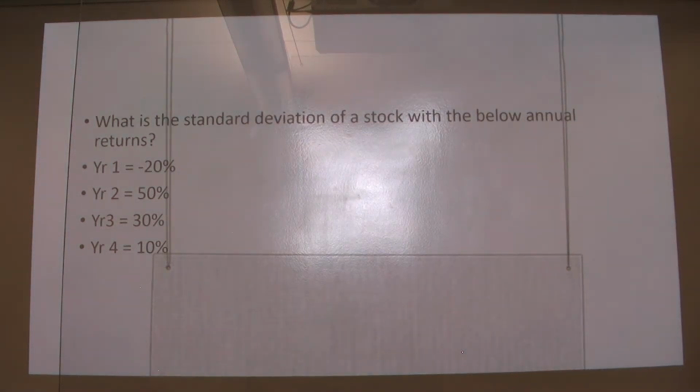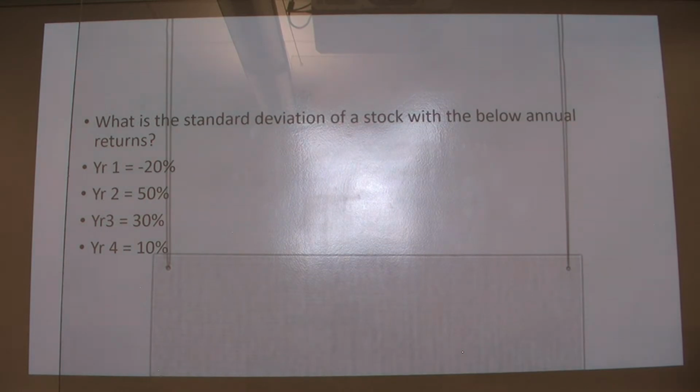Alright, so now we're going to cover standard deviation, do a problem on standard deviation. So what is the standard deviation of a stock with the below annual return? Year 1, negative 20%, year 2, 50%, year 3, 30%, year 4, 10%. So there we have a series of returns, and what we're asking for is a standard deviation.